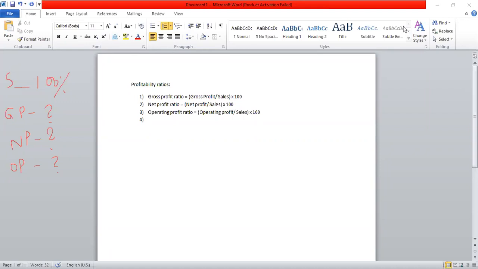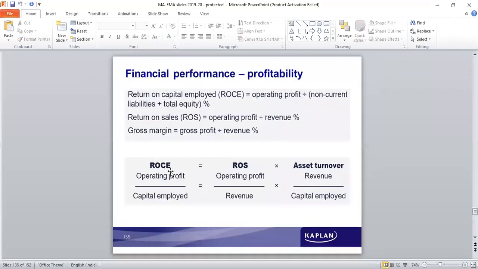Then we see that the variables are taken not only from the income statement, but also from the balance sheet. On that note, they have explained a set of ratios here. The first one is return on capital employed. Then this is return on sales, what we have just discussed. I will talk about the variations which are present here. The first term is return on capital employed.